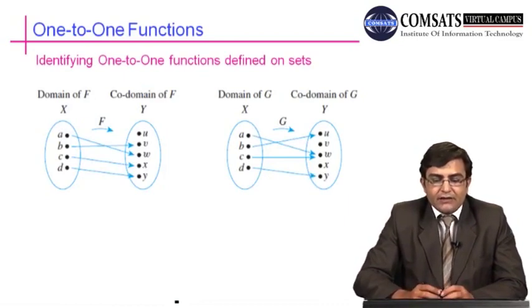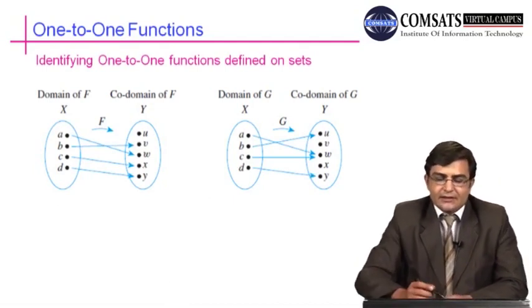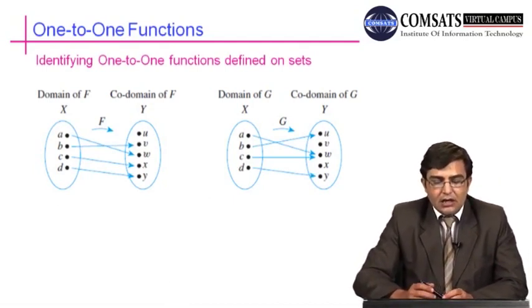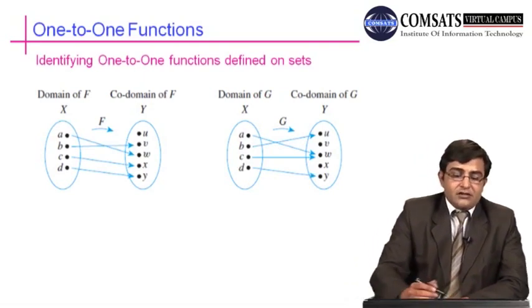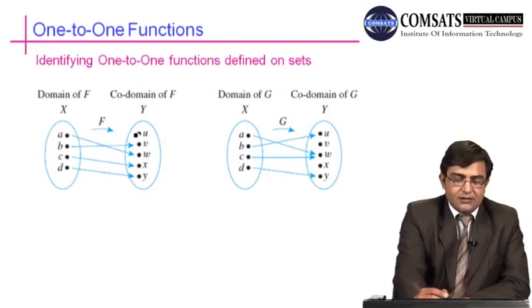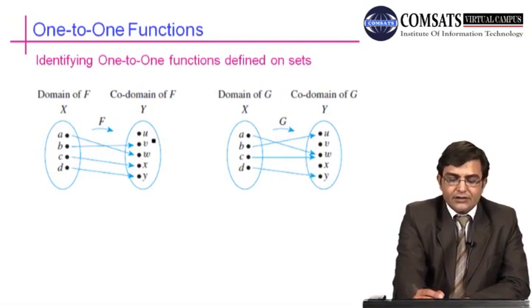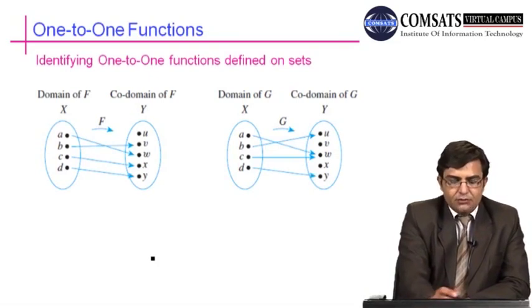For example, we are given two arrow diagrams of functions. The first is this and the second is this, and we have to identify which arrow diagram represents a one-to-one function and which does not. For example, this is a function f with domain a, b, c, d, and codomain u, v, w, x, y. The image of a is w, the image of b is v, the image of c is x, and the image of d is y.